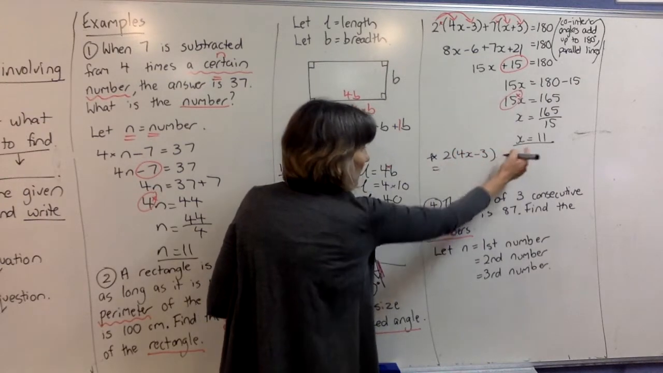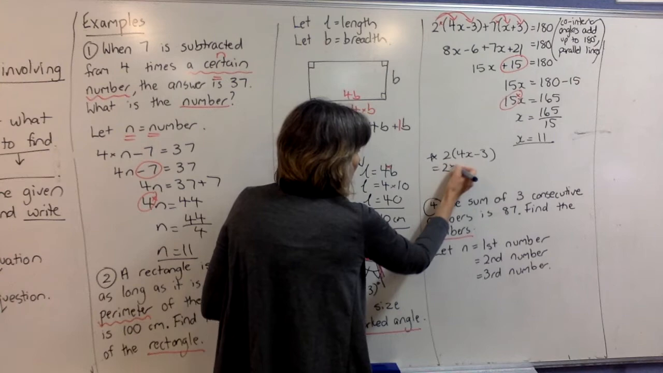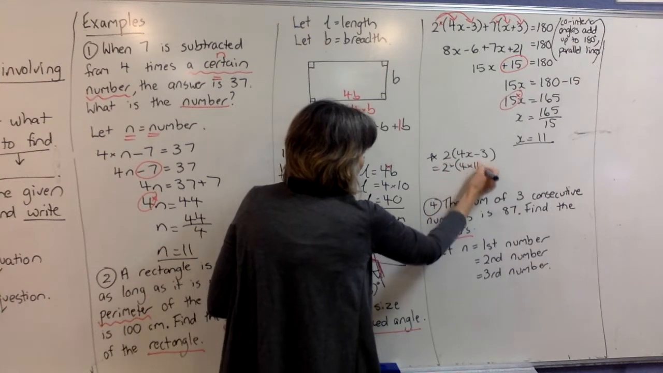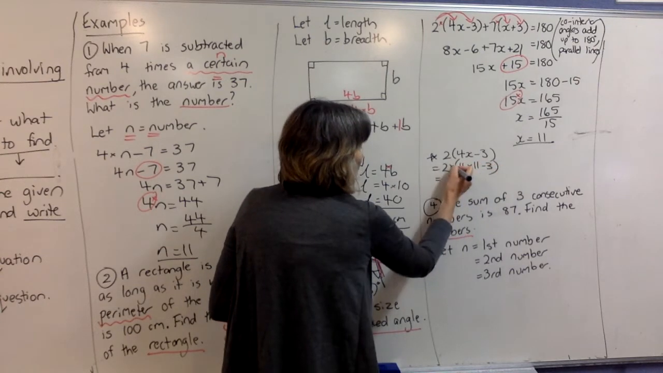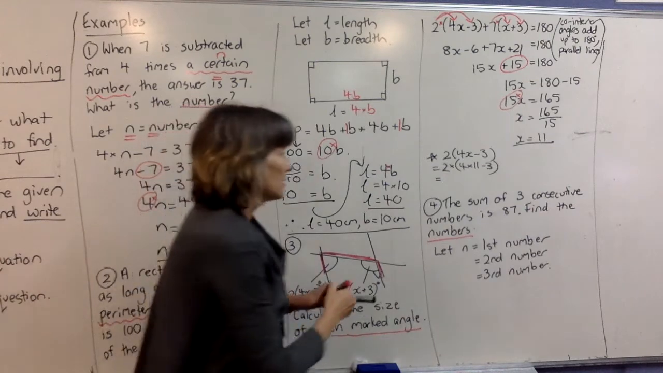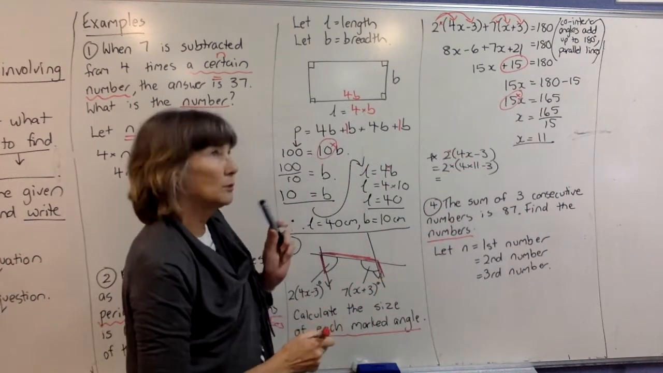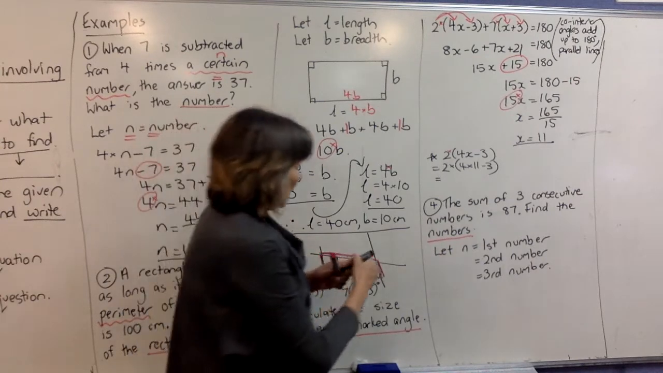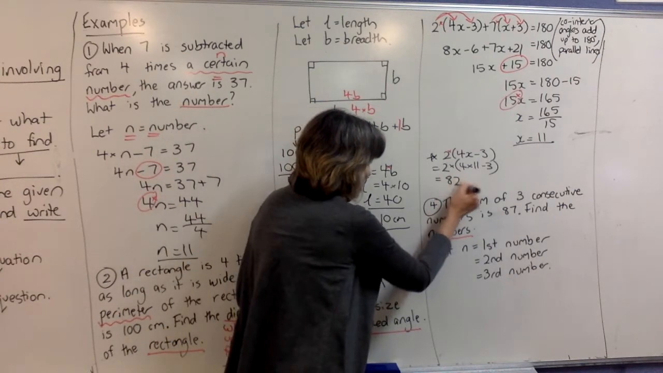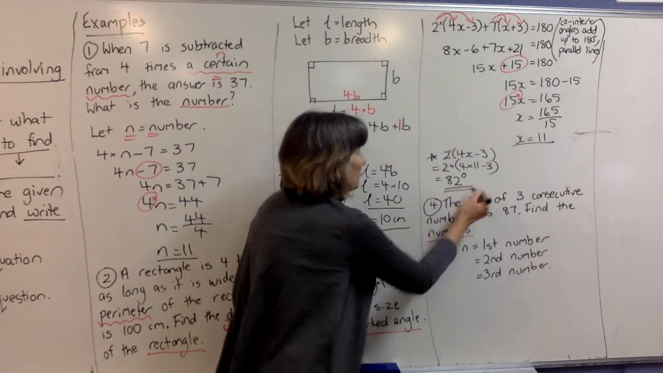Now, if we put in the x value of 11 now, you can put that straight in the calculator and work it out just like that. And it should end up giving you 82, and it's an angle, so I'm going to put degrees on it.